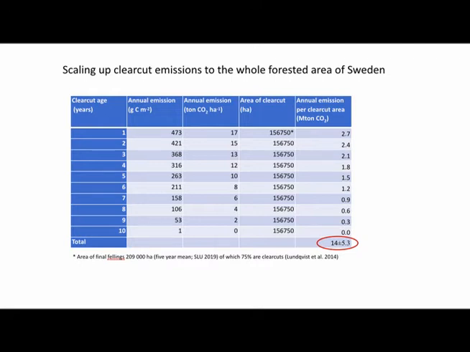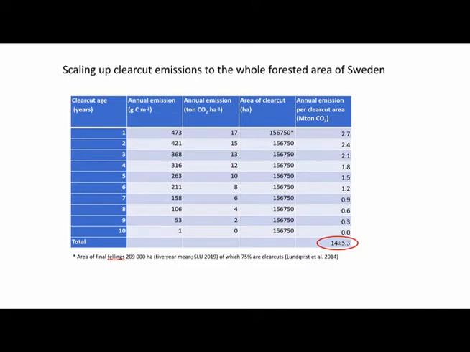And here we have the area of clear cuts. We have about 200,000 hectares of final fellings per year, but not all of that are clear cuts. It's about 75% that are clear cuts. So first-year clear cuts are this amount, and then the second-year clear cuts, old clear cuts, are this amount, and so on, up to when they are 10 years old. Then it's just to multiply with these numbers, and we get here in the summary, million tons of CO2 per year. But as you know, this is really a huge number, so it's substantial.